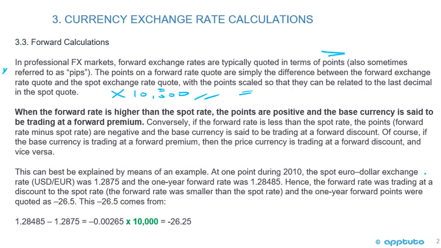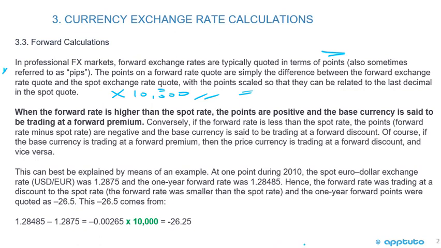So when the forward rate is higher than the spot rate, the points are positive, and the base currency is said to be trading at a forward premium. Conversely, if the forward rate is less than the spot rate, the points (forward rate minus the spot rate) are negative, and the base currency is said to be trading at a forward discount. Of course, if the base currency is trading at a forward premium, then the price currency is trading at a forward discount and vice versa. Okay, so this can be best explained by means of an example.